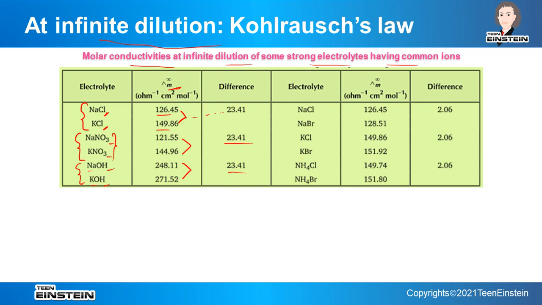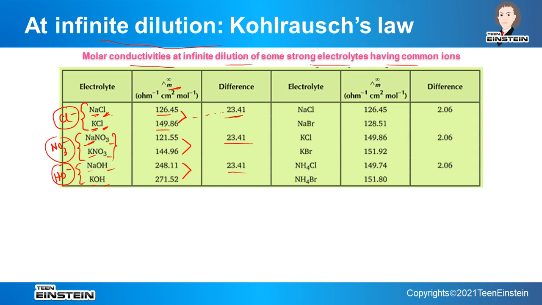So what is the significance of this observation? The nature of the anion, because it is common, has no effect. When you are changing the anion from Cl to NO3 to OH minus, there is no effect on this difference value. That means for Na plus and K plus, if we take the difference, if you are fixing the metal it will always be the same. That means there is no effect of the counter ion. The contribution of conductance for these cations is independent of the nature of the anion.